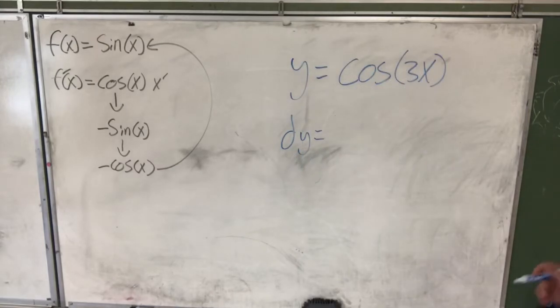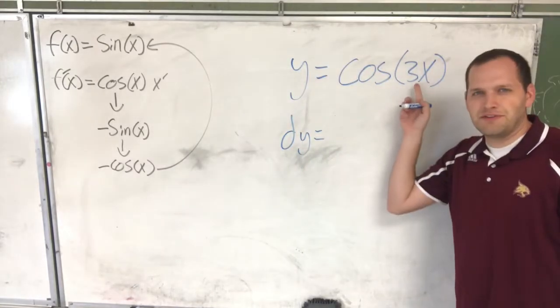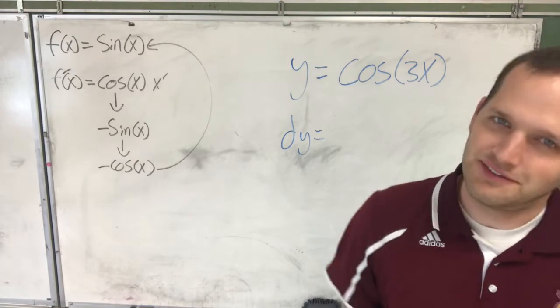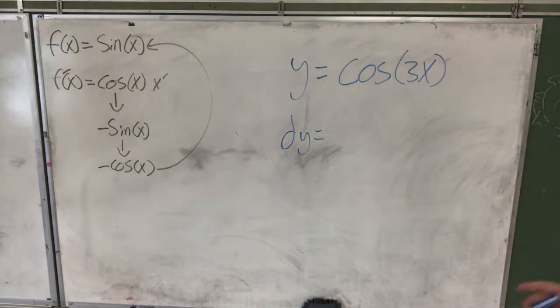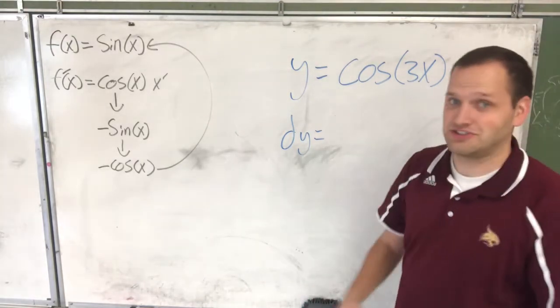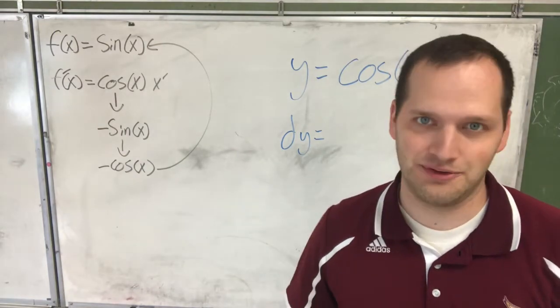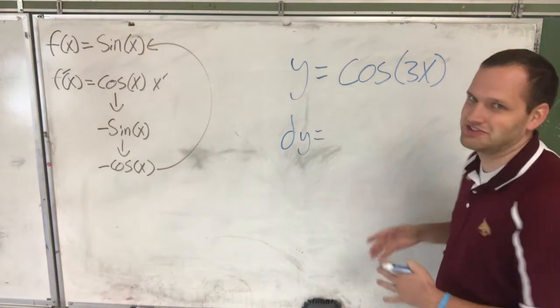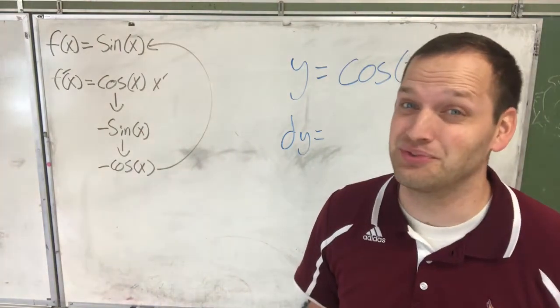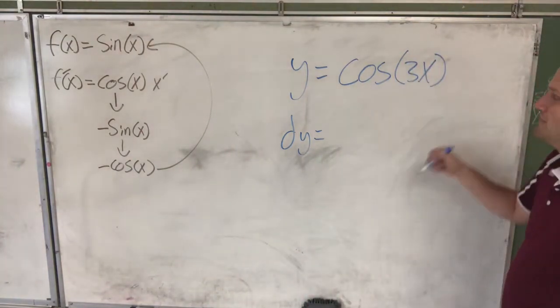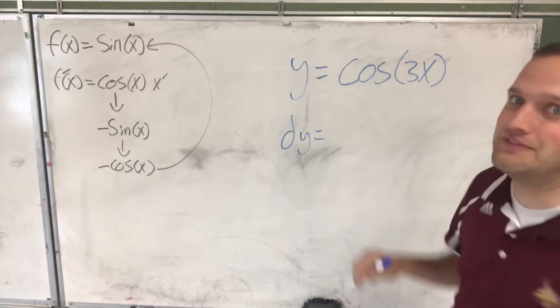All right, next one. Ooh, there's something a little bit different. There's more than just an x on the inside. Now, when you take the derivative of a cosine or sine function, another piece that you have to do is very similar to the chain rule. Okay? The cosine and sine functions are basically just chain rules. That's all that they are. You take the derivative, then you multiply it by the derivative of the inside.